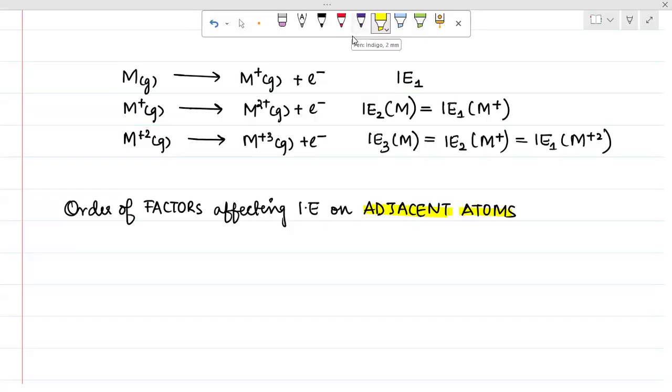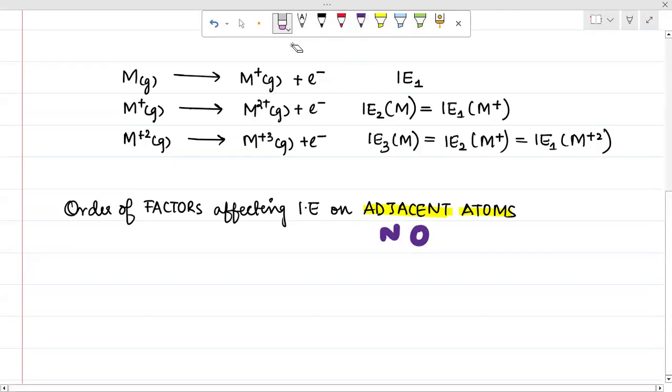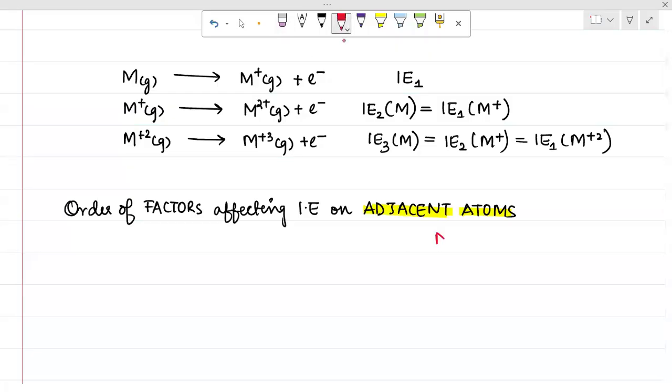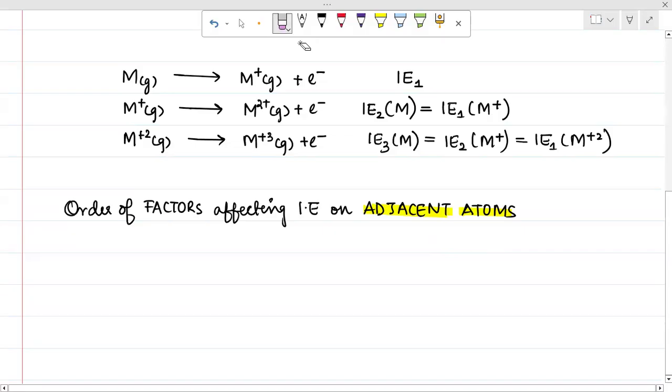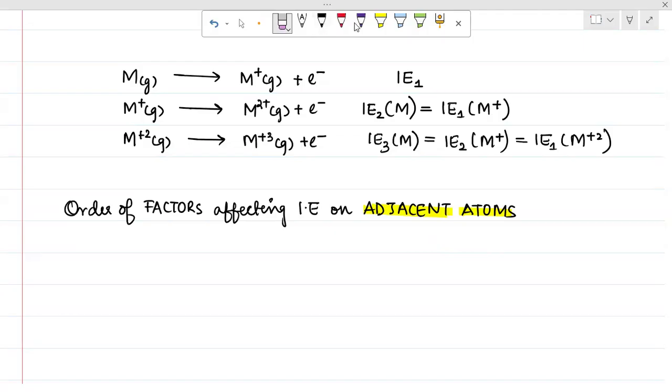For example, the order that we are going to write can be applied on nitrogen and oxygen because they are adjacent to each other. Correct. But it cannot be applied on nitrogen and fluorine. Why? Because they are far apart. So whatever sequence of factors that I'm going to mention can be applied only if the atoms are adjacent to each other. Okay.